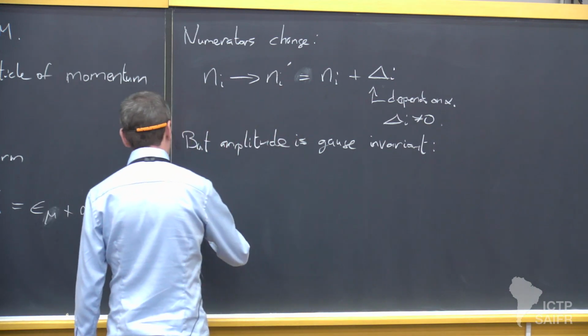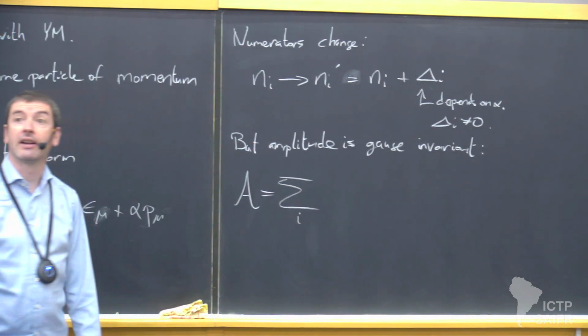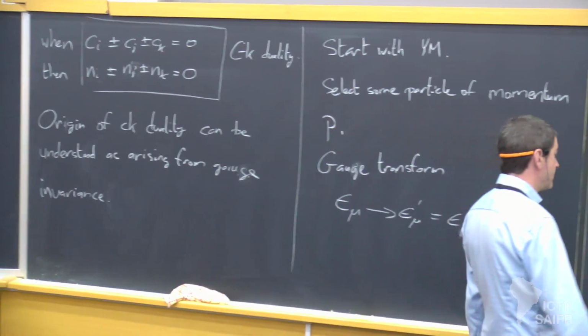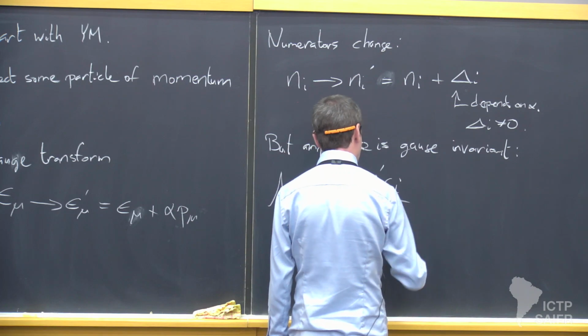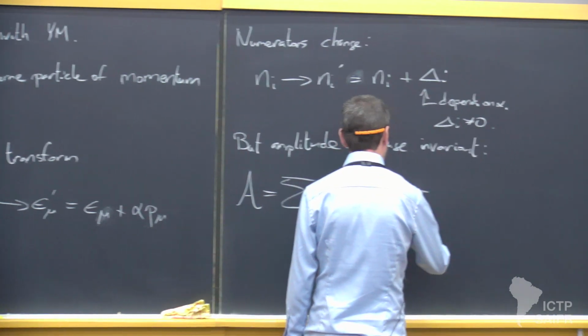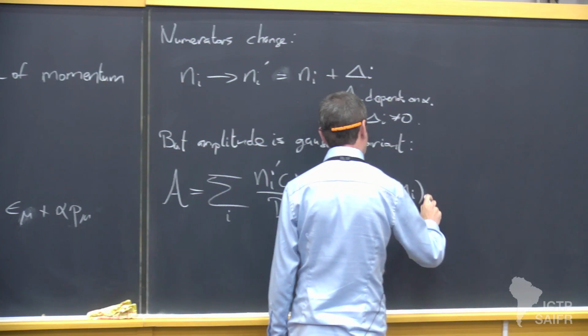So that means that the amplitude, which was the sum, I'll just call my diagram I, right? Well, it'll be ni prime ci over di. I can use ni prime as much as the ni's. Ni prime is ni plus delta I.